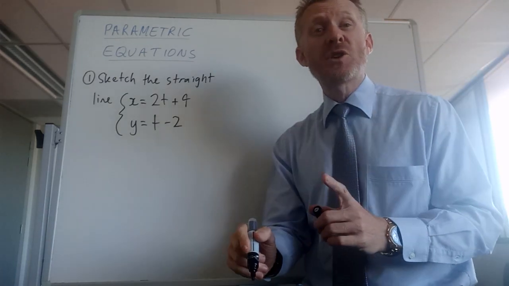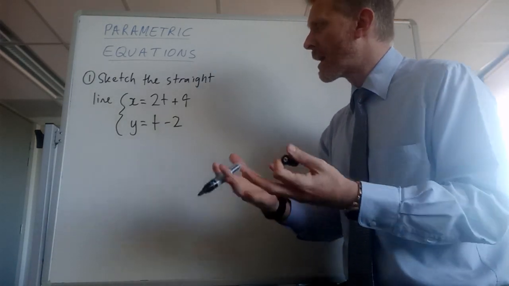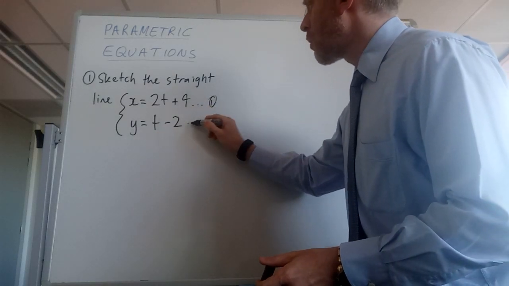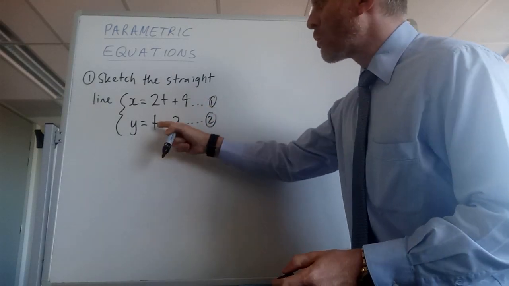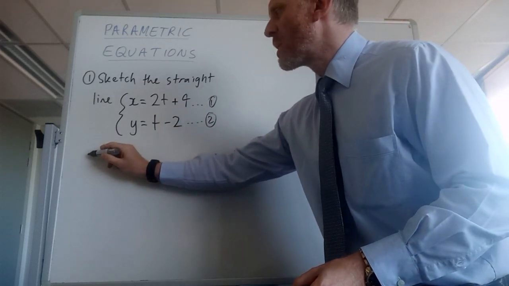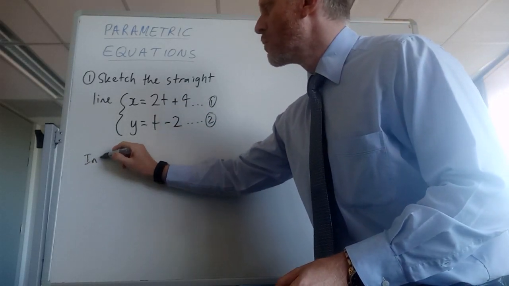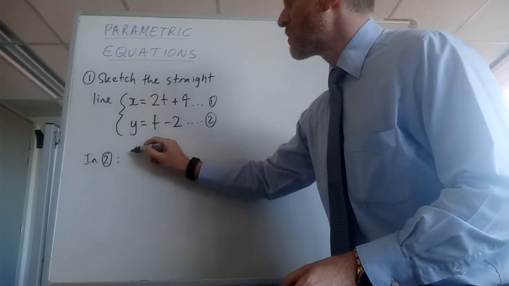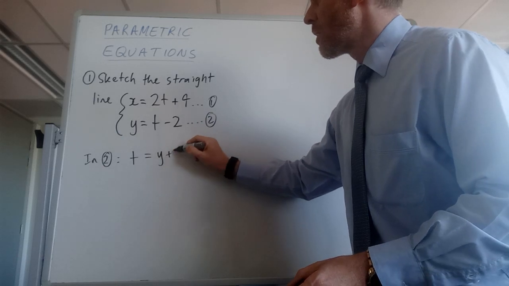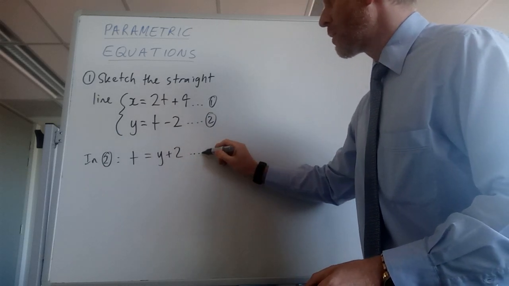Well, first we better change it into something we understand, a Cartesian equation. So call that one 1, call that one 2, and I'm looking at both equations. I think this one's going to be the easiest one to make t the subject of. So in 2, it's true to say that t equals, if I plus 2 to both sides, I get y plus 2, call that 3.